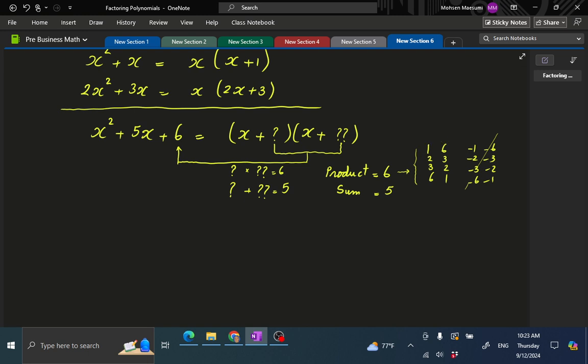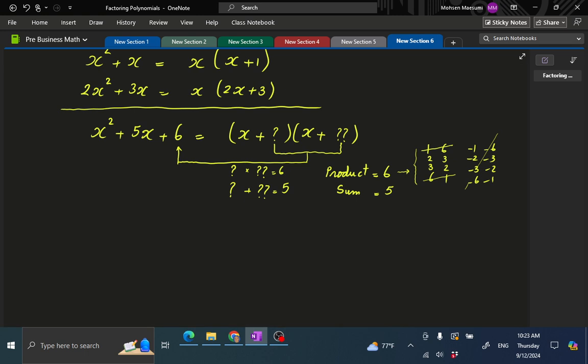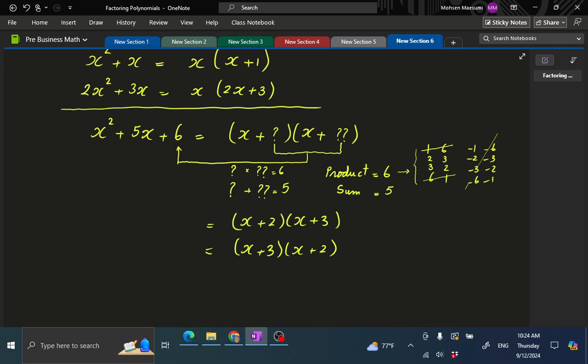Well, the sum of 1 and 6 wouldn't work. 6 and 1, of course, doesn't work. But 2 and 3 or 3 and 2 match our requirement. The sum is 5. We can write it as x plus 2 times x plus 3, or if you wish to change the order, you can write it in the opposite order, it's the same difference. So in this case, we succeeded in finding two numbers such that the product was 6 and the sum was 5, and we were all done.